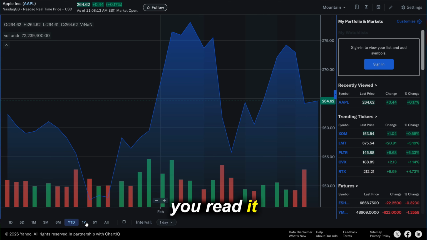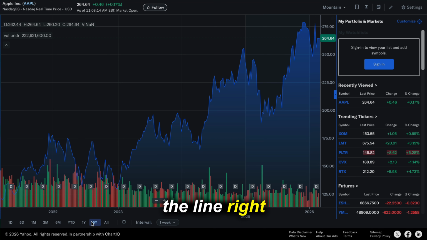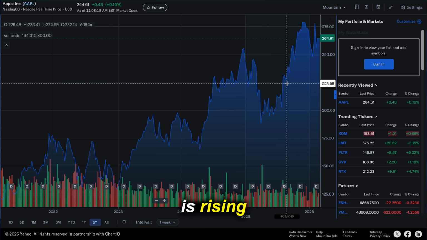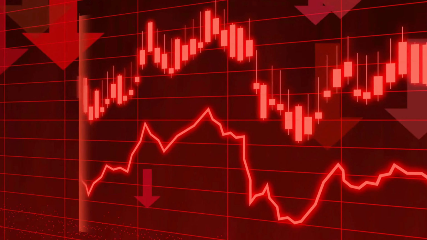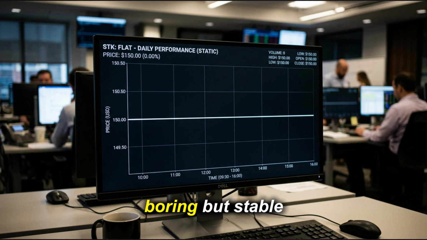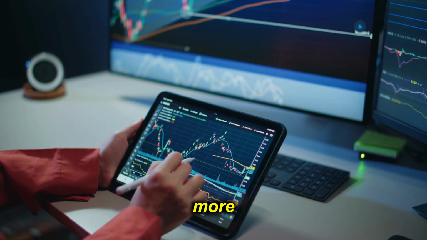Now, how do you read it? Start at the left and follow the line right. If it's going up, yay, the stock's price is rising, like a happy climb up a hill. Down, maybe due to bad news or market dips. Flat, boring, but stable. But wait, there's more.